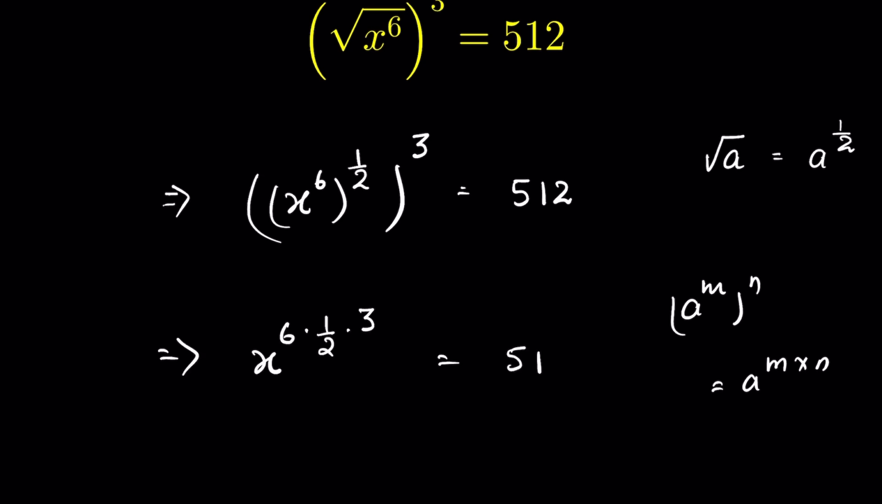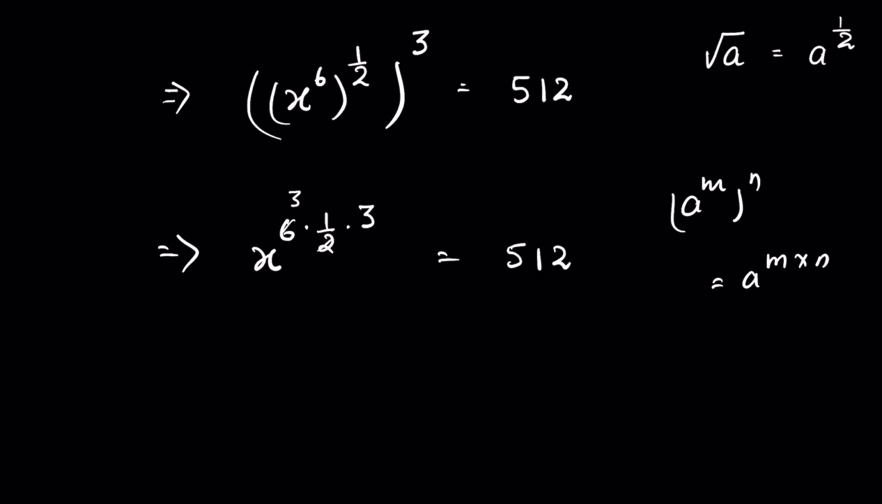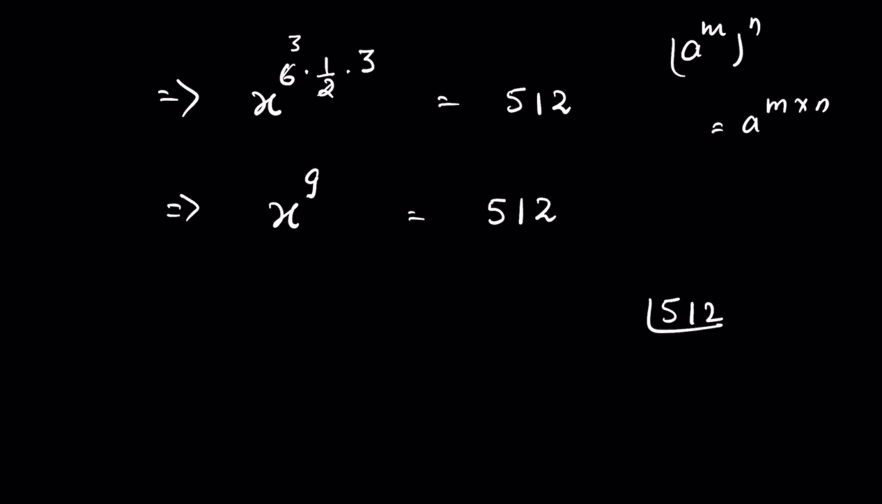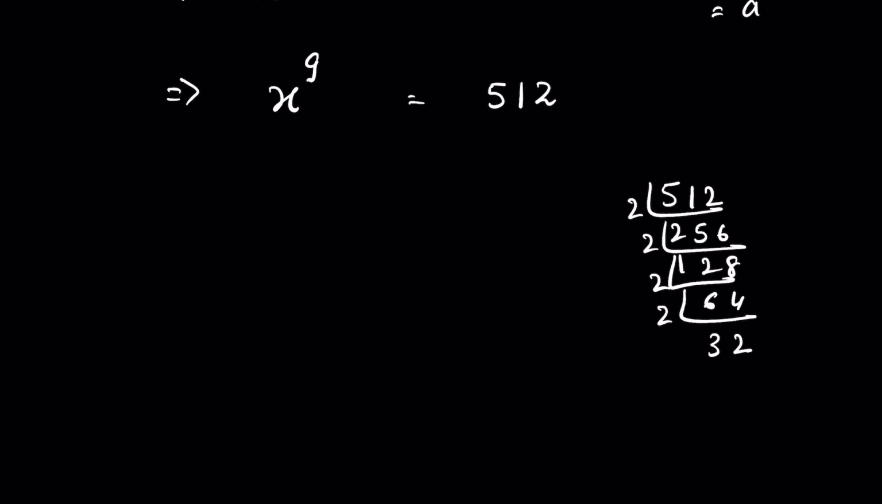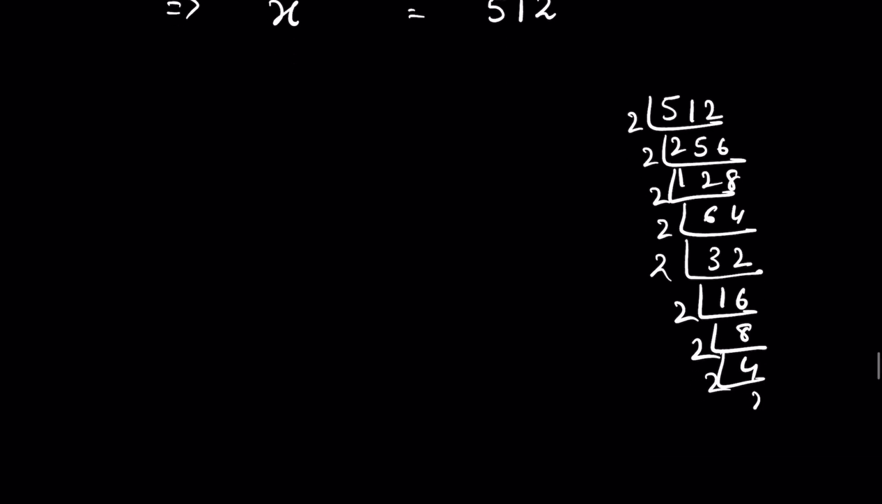Or it is 2 times 3 is 6 and 3 times 3 is 9. So this is x to the power 9 is equal to 512. Now when we factorize 512, 2 times 256 is 512, then 2 times 128, 2 times 64, 2 times 32, and 32 is equal to 2 times 16, 2 times 8, 2 times 4 is 8, and 2 times 2 is 4. So it is equal to 2 to the power 9.